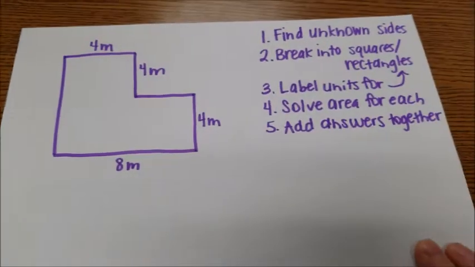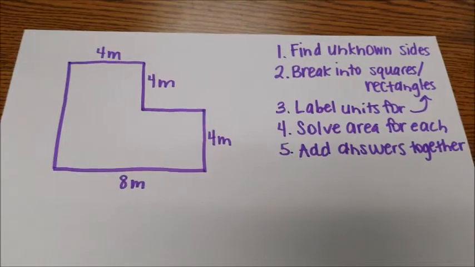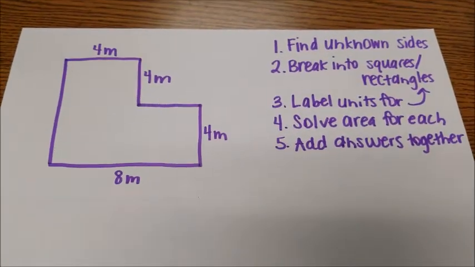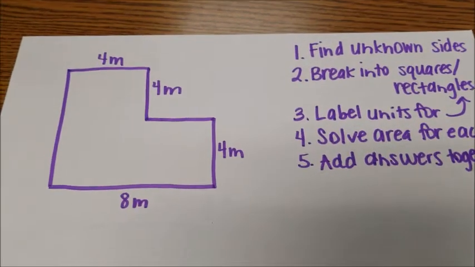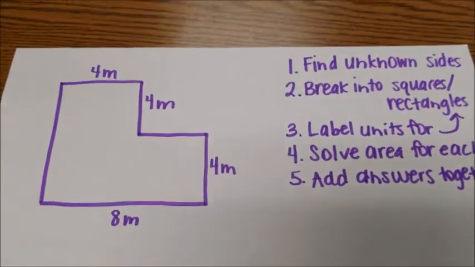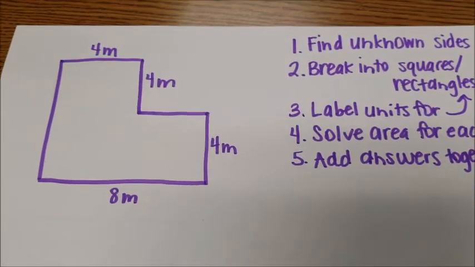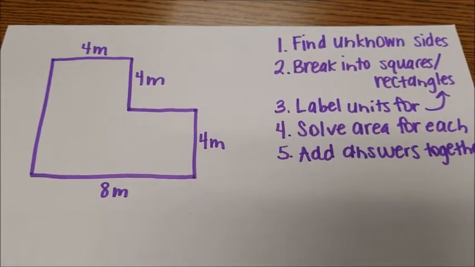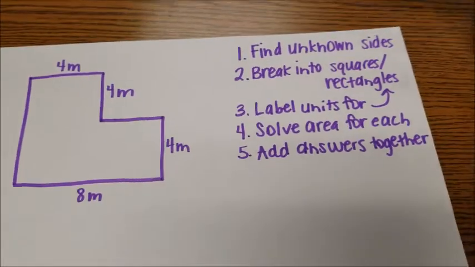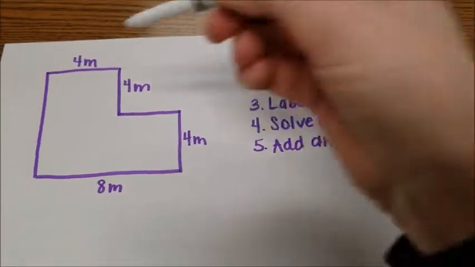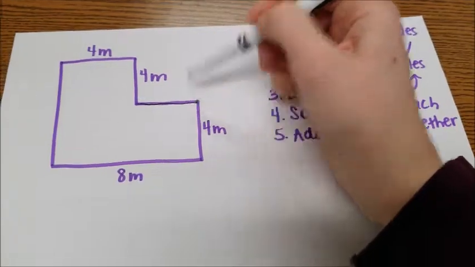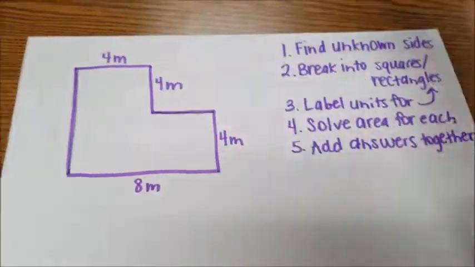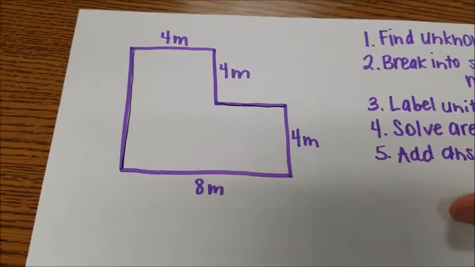Okay, so for this one, I didn't give you all the sides. I know in class that was something that was really hard for us, is when we were doing perimeter and we didn't have all the sides, trying to figure out what they were. So this would be really good for you to practice finding the unknown sides. All right, so first up, find the unknown sides. So I don't know this one and I don't know this long one here. But I do know the other one.